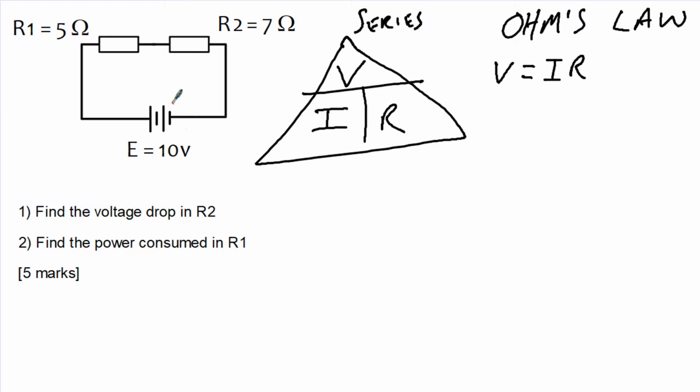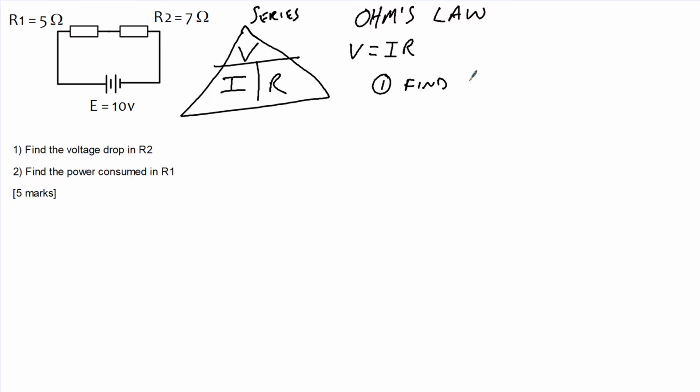Like I said, first of all, to find a voltage drop, we need to know a current. Because V equals I times R, we need to know the current if we're given the resistance. So in order to find the current, I, we have to know the total resistance of the circuit. So I suppose step one is find the total resistance, which I'll call RT. Because they're in series, it's really easy. The total resistance of this circuit is 5 ohms plus 7 ohms. So it's 5 plus 7, which is 12 ohms.